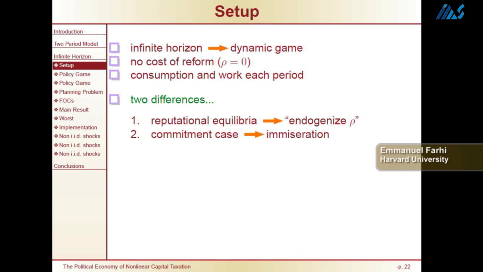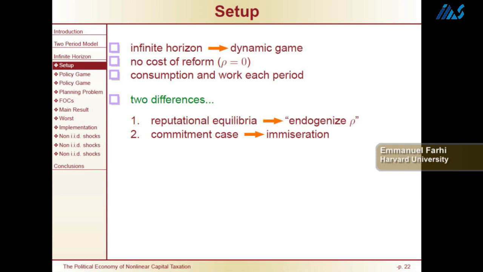So there are going to be two differences. The first one is this idea about trigger strategy or reputational equilibria, which is going to lead to an endogenization of this rho function. And I'm not going to present it today, but we tried to do some numerical applications of this model. And as you can imagine, one thing that is very hard to calibrate is this rho parameter, because you really have no idea what it is. And so the dynamic model allows you to have some discipline in the way you think about this parameter.